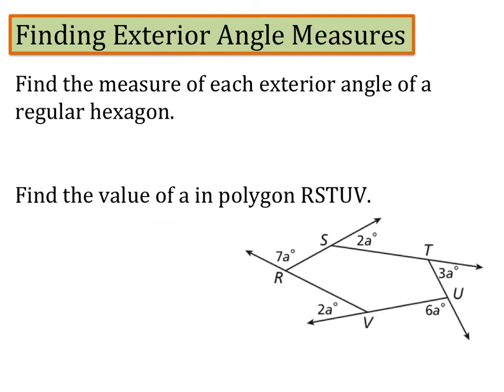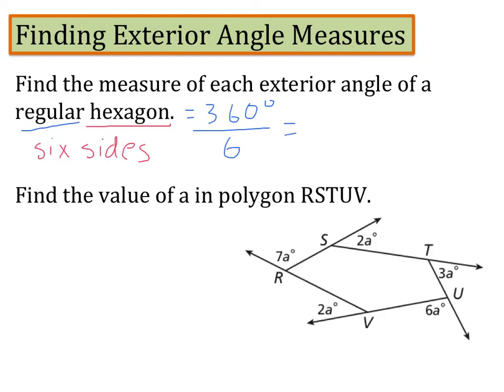If I want to find the measure of each exterior angle of a regular hexagon, the first thing I have to do is know that a hexagon has 6 sides. Now I know that the sum of the exterior angles of a regular polygon has to equal 360 degrees. Now if it's regular, that means all the sides and angles are congruent, so I can just divide 360 by 6, since all the angles are equal. So each exterior angle of a regular hexagon will be 60 degrees.